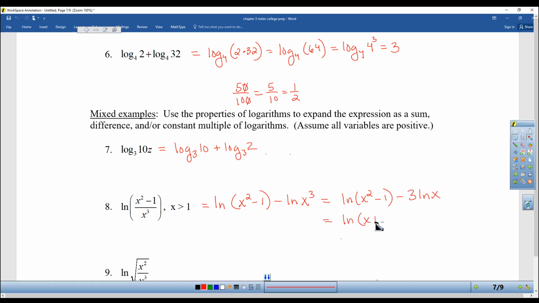X squared minus 1 is factorable. Very, very hard to see. Just to think of. Once I show it to you, you're like, oh yeah, of course. And now you have a multiplication problem. And now you can make it into addition. A little bit tricky, that one.